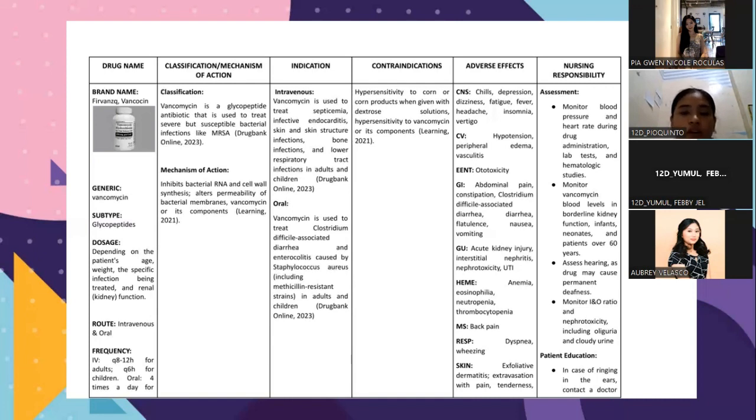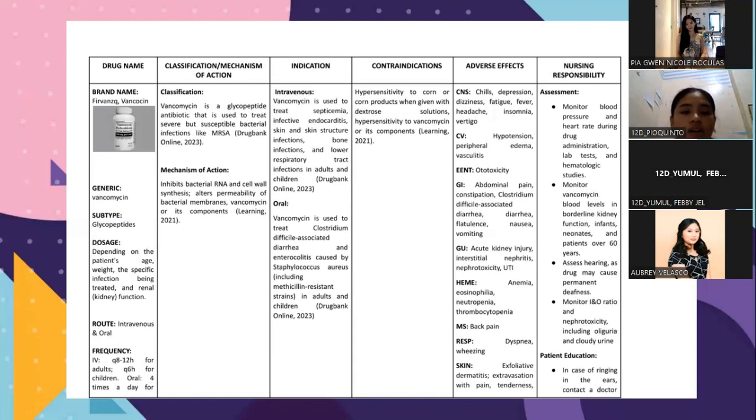So in oral use, vancomycin can be administered to treat Clostridium difficile-associated diarrhea, and enterocolitis caused by Staphylococcus aureus. This includes infection caused by MRSA.